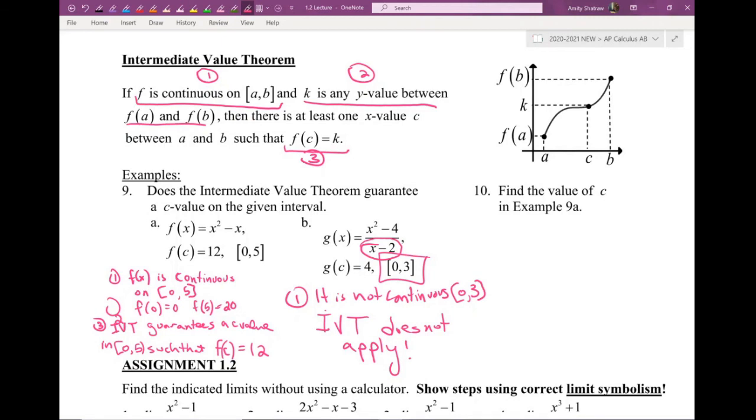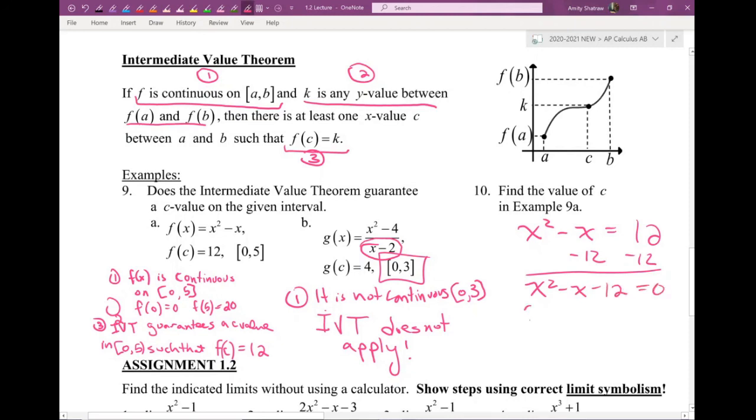So number 10 says find the value of c in example 9a, and I'm wondering, what do you think I'm going to do with that x squared minus x, oh, sorry, I just said it out loud, and that 12? Obviously, I already mentioned, when in doubt, set things equal to each other. Ready? X squared minus x equals 12. And I'm going to minus 12 from both sides. And I now have x squared minus x minus 12, and that equals 0.